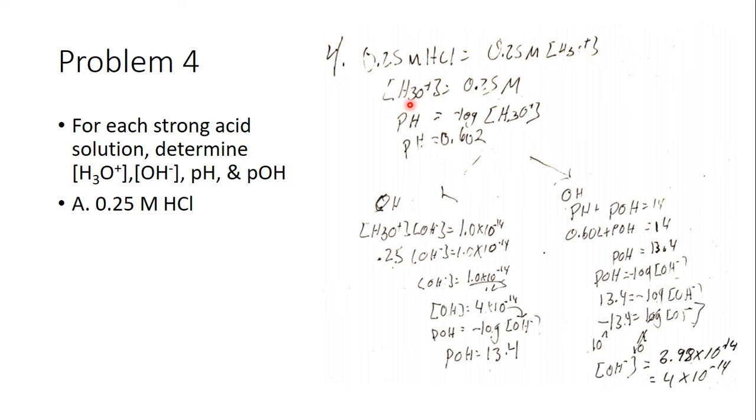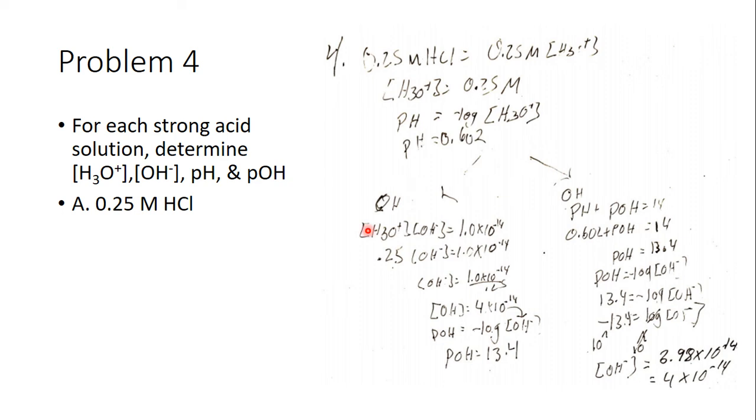Once you have H3O plus, you can solve for pH, because remember, the P means minus log. So it's minus log of H3O plus. If H3O plus is 0.25, pH is 0.602. So H3O plus and pH are easy to solve for. Now, to solve for OH and pOH, you have two different methods to do this. That's why I have these two arrows.